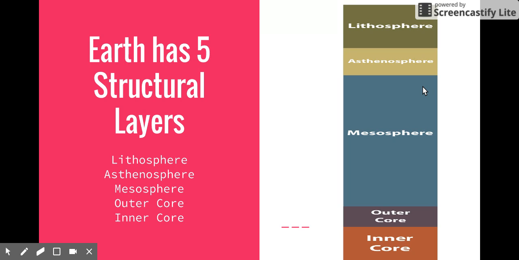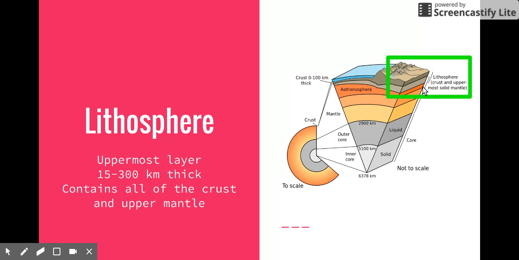So now let's look at Earth's interior. When we look at the interior of Earth and divide the layers by structure, we actually have 5 layers: the lithosphere, asthenosphere, mesosphere, outer core, and inner core. This time we're going to start at the top, the part we live on. The lithosphere includes all of the crust that we talked about and part of the upper mantle. And so this ranges between 15 and 300 kilometers thick.